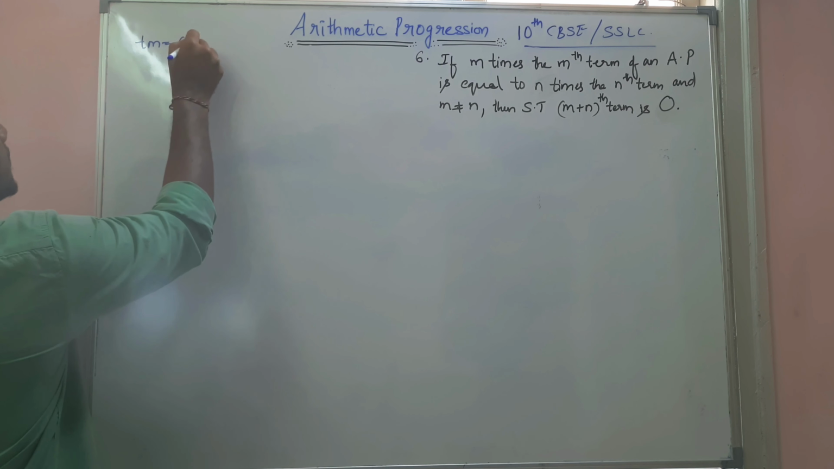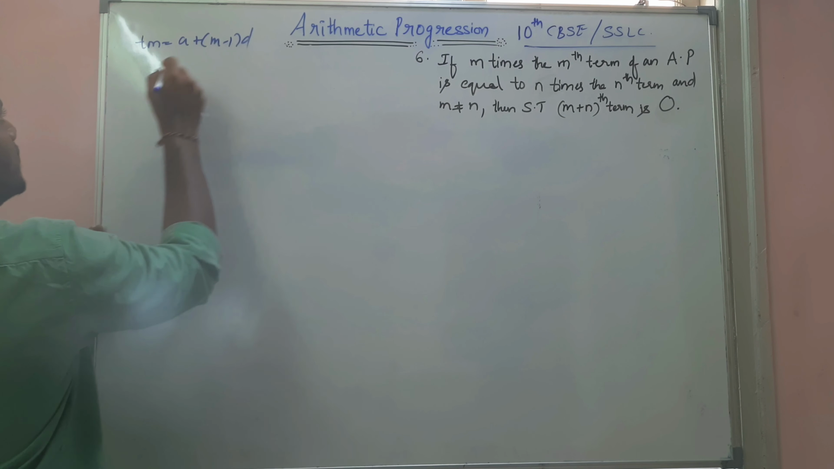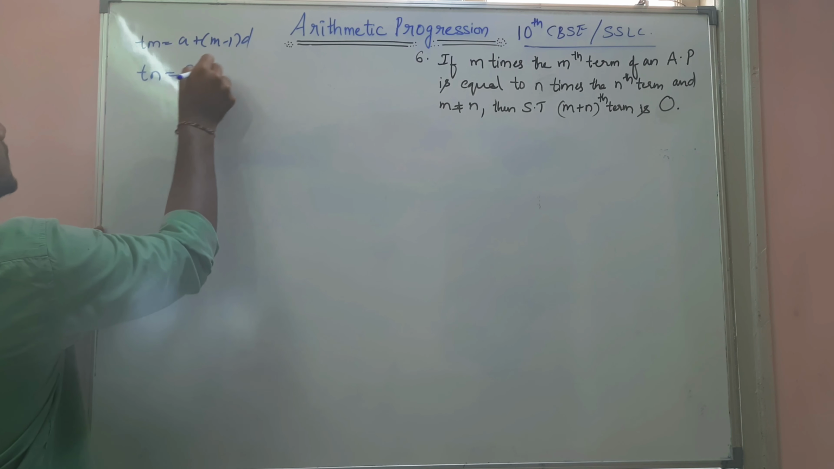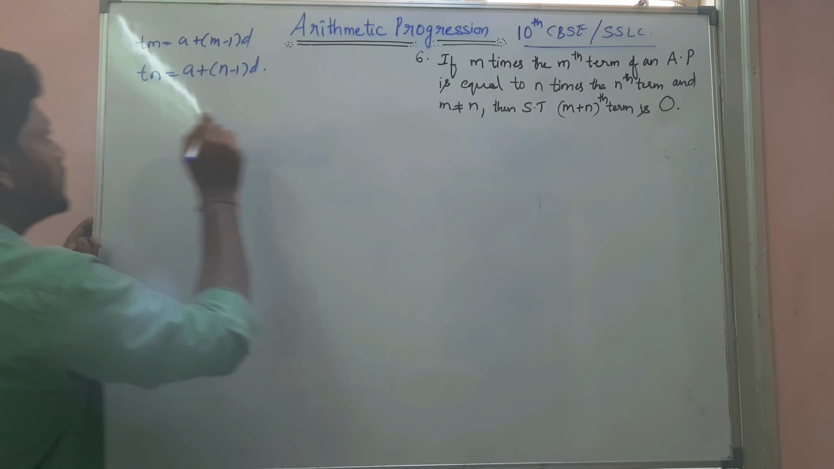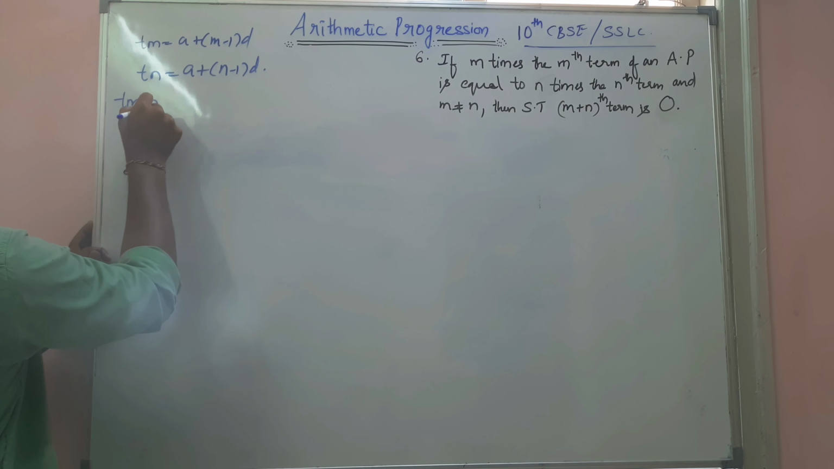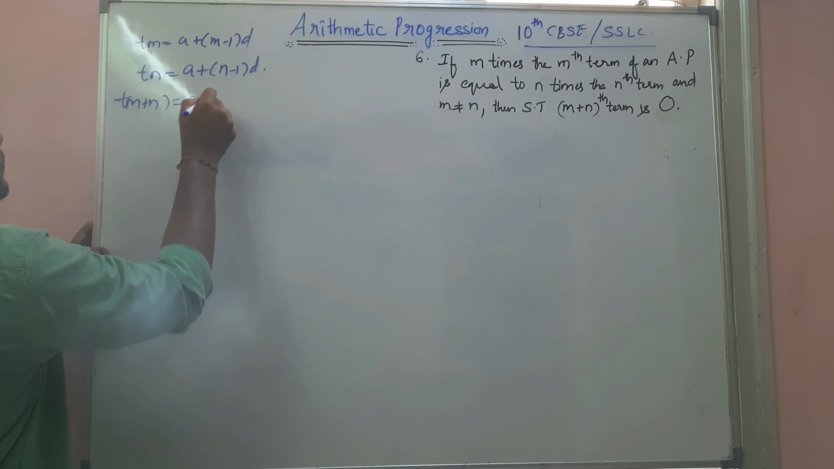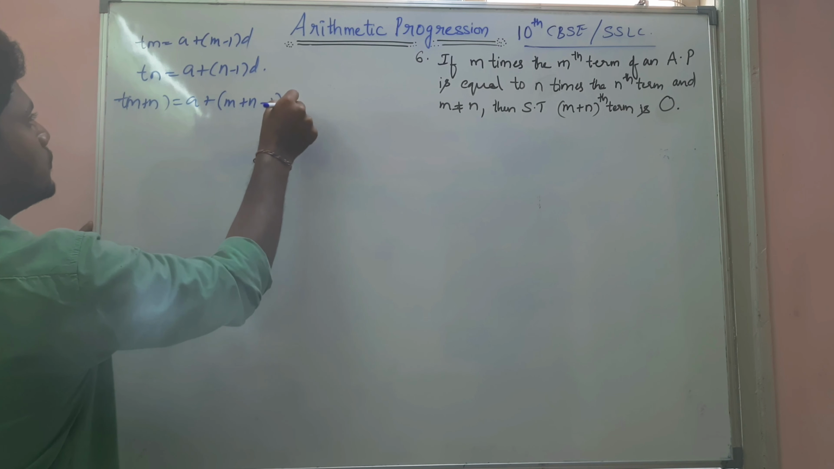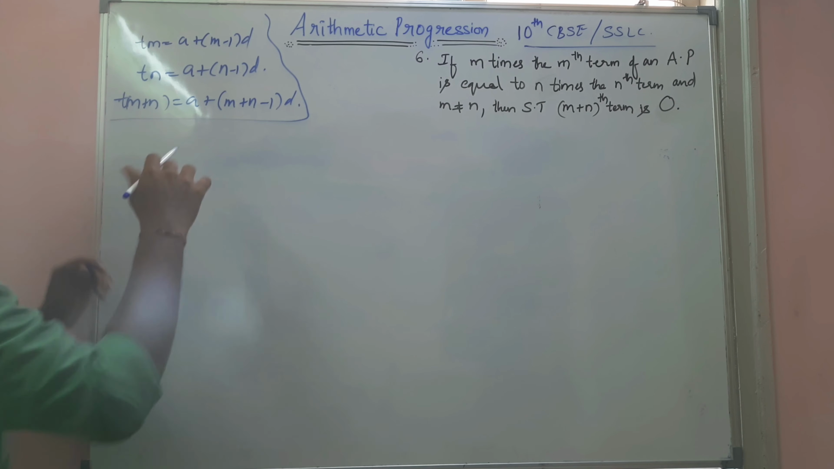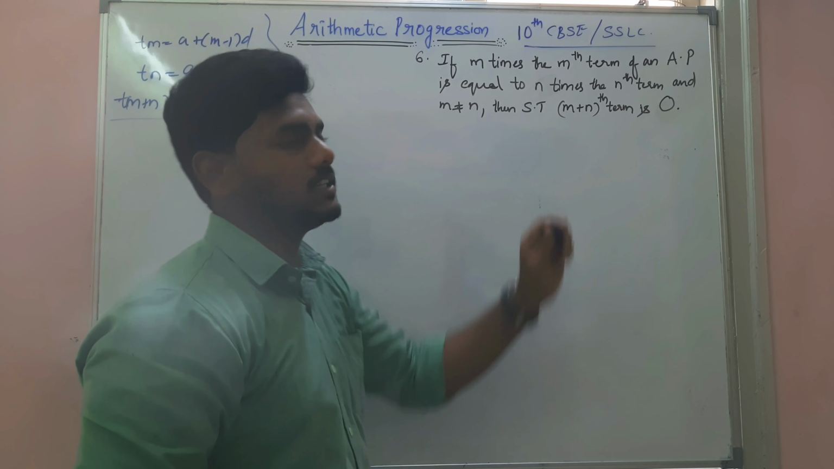Tm is a plus m minus 1 into d. The nth term is a plus n minus 1 into d. And again what they are asking is the (m+n)th term. T(m+n) will be a plus, in place of n we write m plus n, so (m plus n minus 1) into d. So first we need to keep in mind what the mth term and the nth term are.